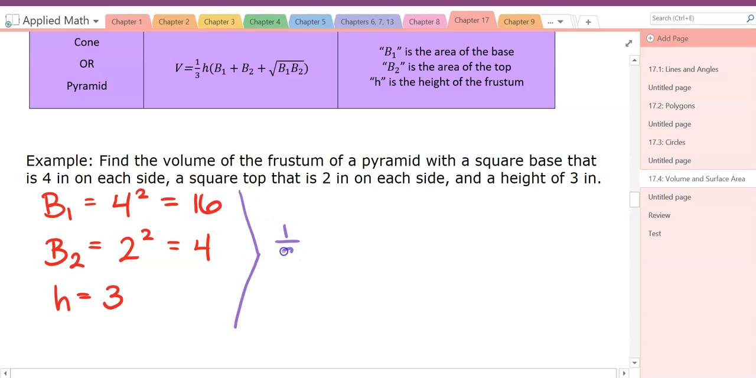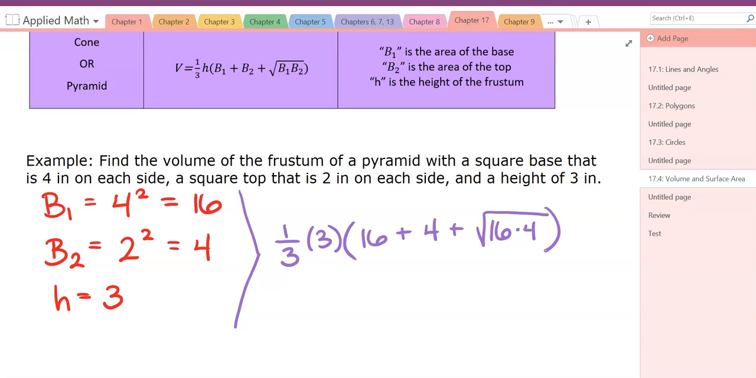So 1/3 times the height, which is 3, times base 1, which is 16, plus base 2, which is 4. We're talking about the area of those bases. And then plus the square root of 16 times 4. Now this one has quite a bit happening, so I would try to follow your order of operations and break this down piece by piece if you need to.